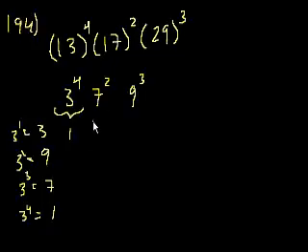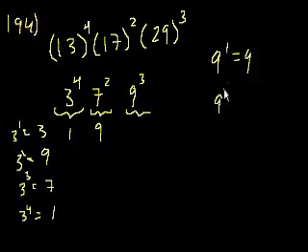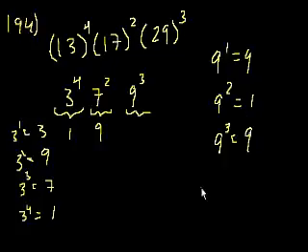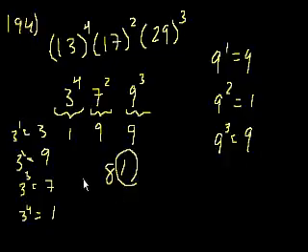7 squared, what's the units digit? Well, 7 squared is 49. The units digit is 9. And then 9 to the 3rd, what's the units digit? 9 to the 1 is 9. 9 squared, the units digit is 1, right? It's 81. And then 9 to the 3rd, we don't have to worry about anything else. When we multiply 81 times 9, the units digit is going to be 9 times that 1 in 81. So that equals 9. So it's 1 times 9 times 9. And then 9 times 9 is 81. We want the units digit, which is 1. So the answer is E.